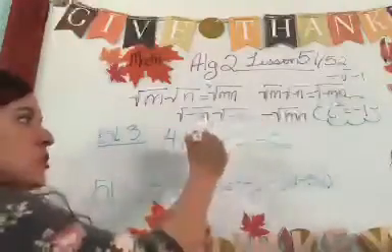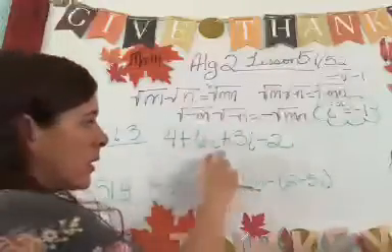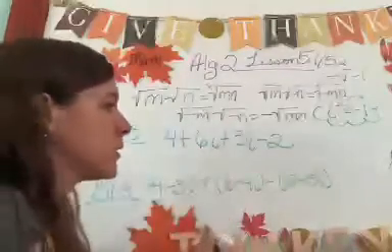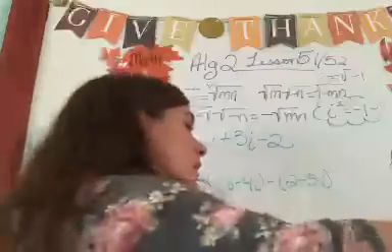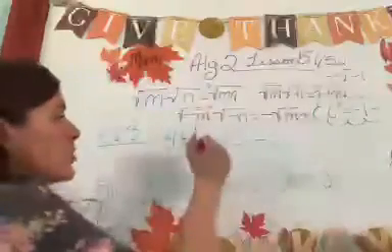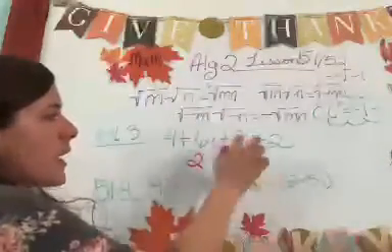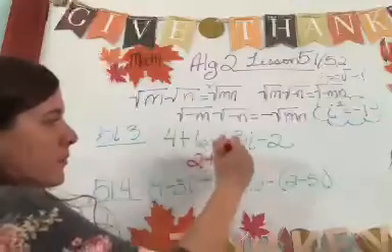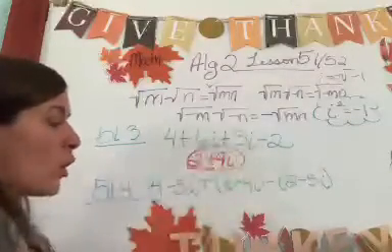4 minus 2 is 2. 4 minus 2 is 2. 6I plus 3I is 9I. And that's your answer for example 3.